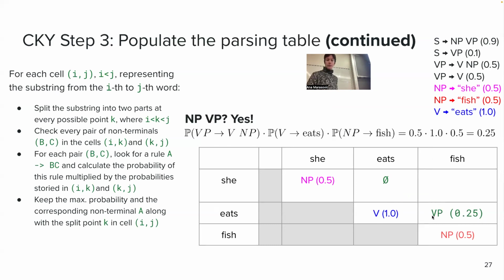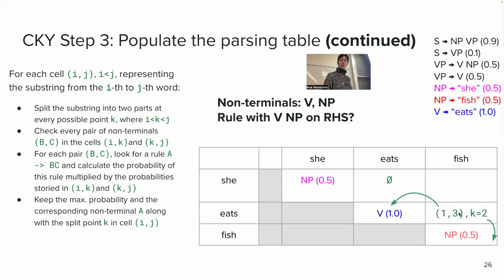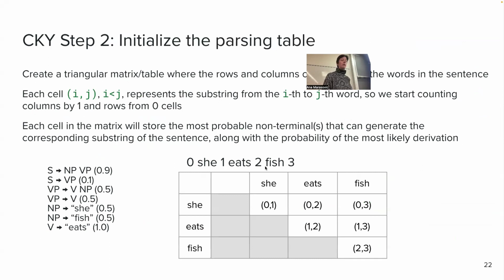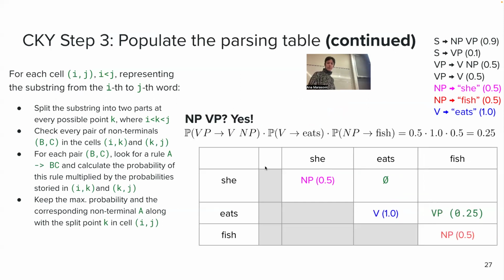So here we have VP, which comes from this rule. And to store the probability, we need to basically do this chain rule. So we have our probability of the rule times the probability of each one of these non-terminals producing the corresponding word in that string. Because remember, each one of these cells corresponds to a substring. So here, 1, 2, 3 is, as I said here, whatever occurs between 1 and 3, which is eats fish. So the probability is going to be the probability of the rule times the probability of the non-terminal generating the word times the probability of the non-terminal generating the word, which is 0.5 times 1 times 0.5, which is 0.25. And this is what we stored over here.